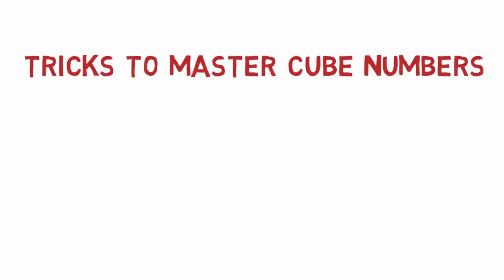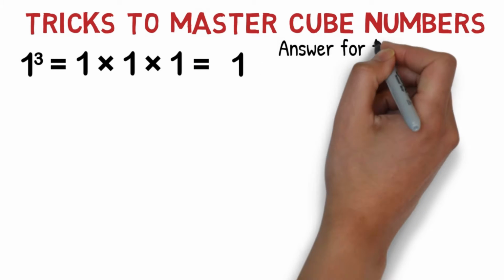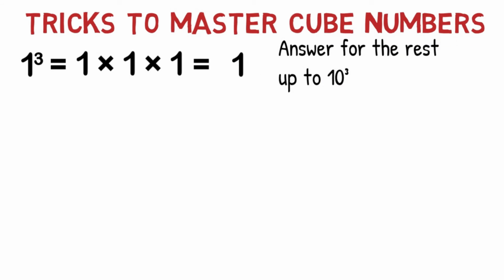In this video, I will be teaching you tricks to master cube numbers. Let's start with 1. 1 cube equals 1 times 1 times 1 equals 1. By using this method, we arrive at the answer for the rest of the cube numbers up to 10.